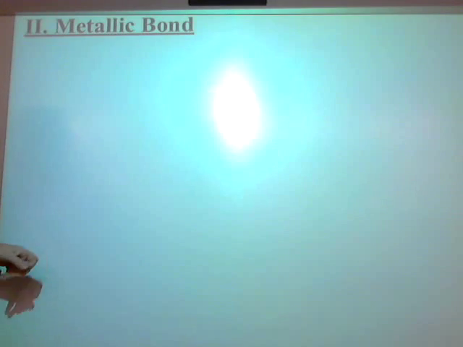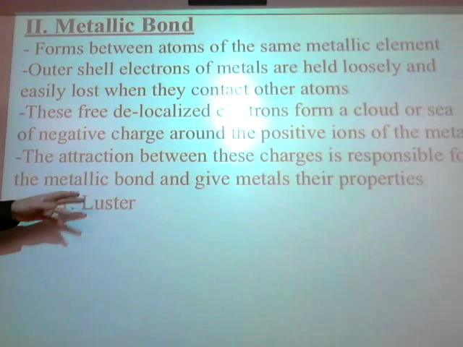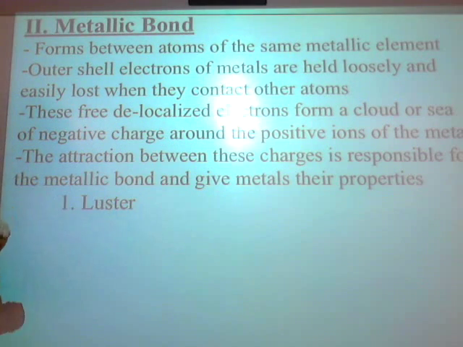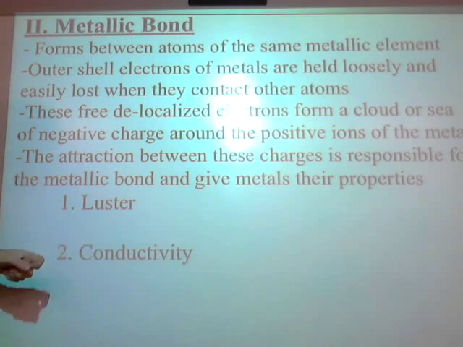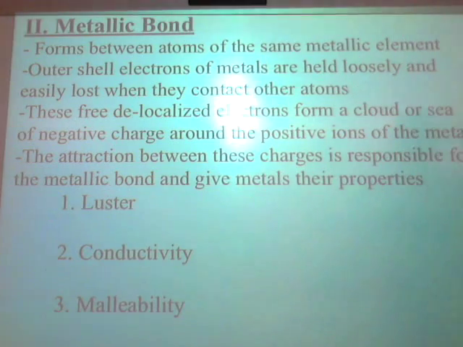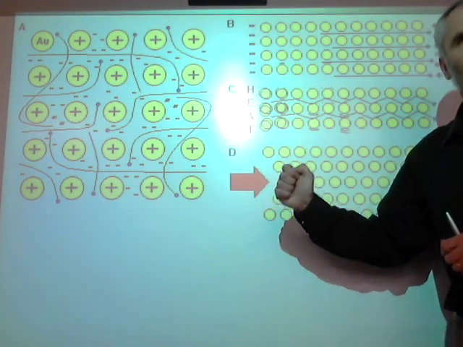By the way, all the stuff I just explained, they're also going to be shiny because the light waves will energize those electrons and they'll reflect that energy. They'll conduct and they'll be malleable. I want to talk about that one too. They'll be malleable. Remember this? If I hammer, remember this in the video?